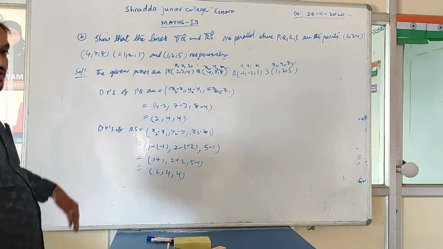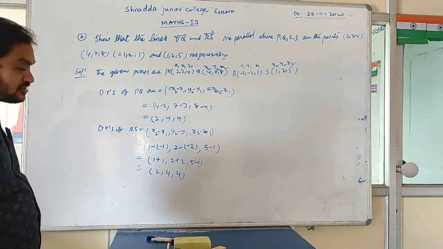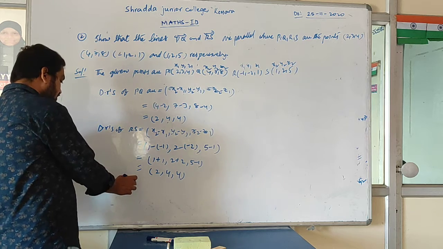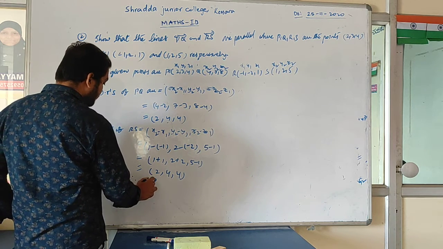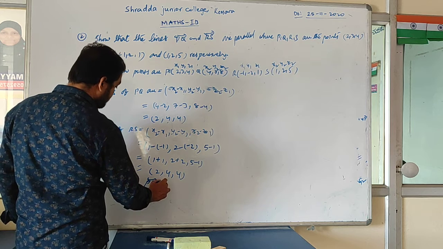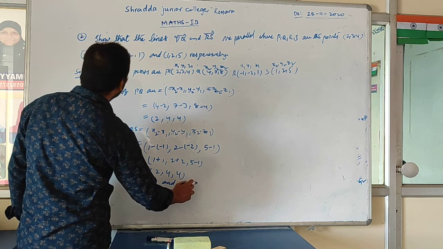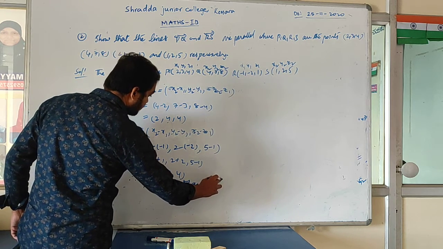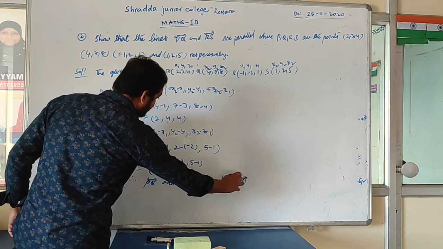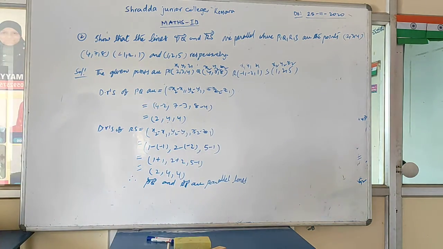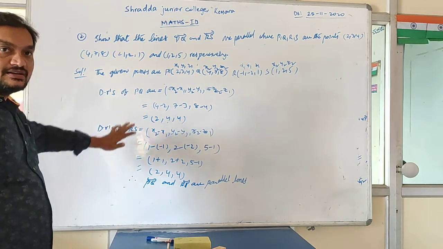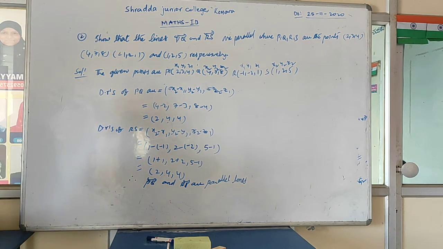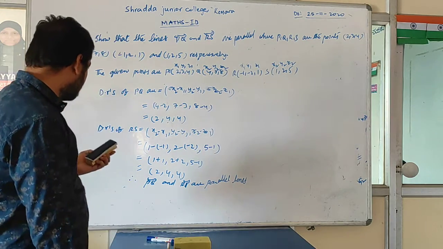Now your direction ratios of PQ are equal to the direction ratios of RS. So therefore PQ and RS are parallel lines. Both the direction ratios are same here, so PQ is parallel to RS. Therefore the lines PQ and RS are parallel. So now this is the next problem.